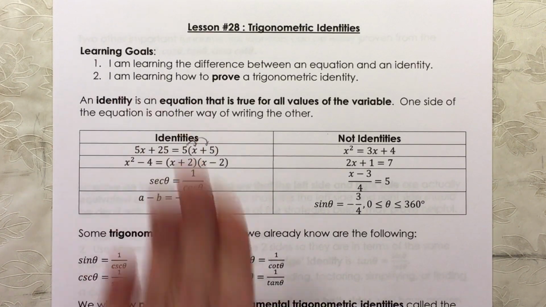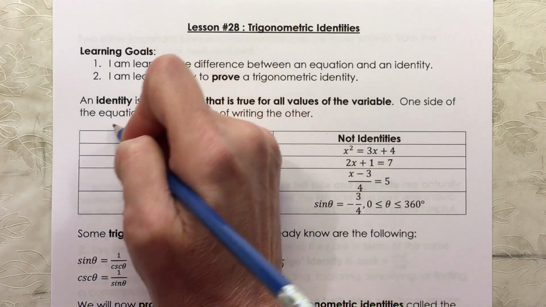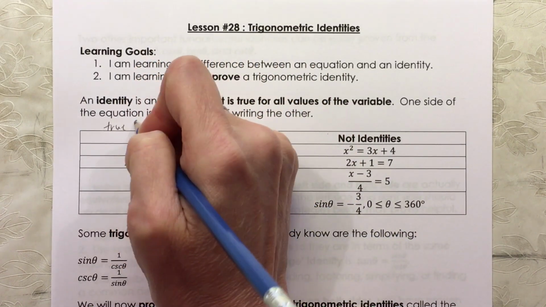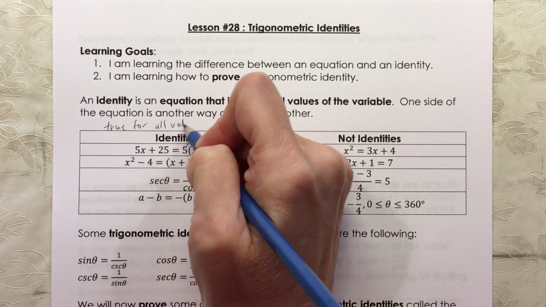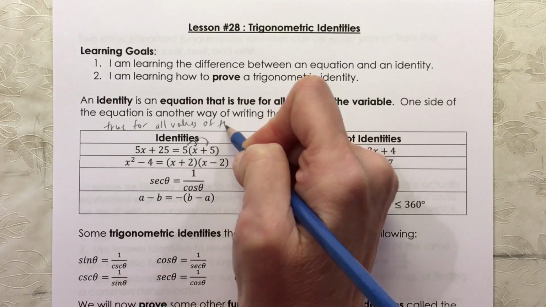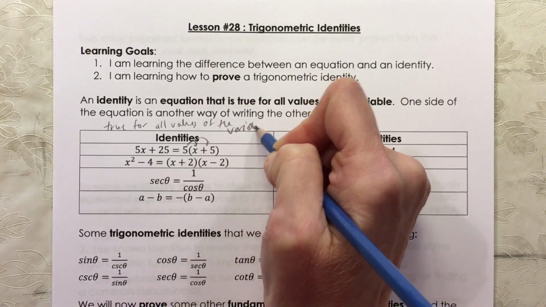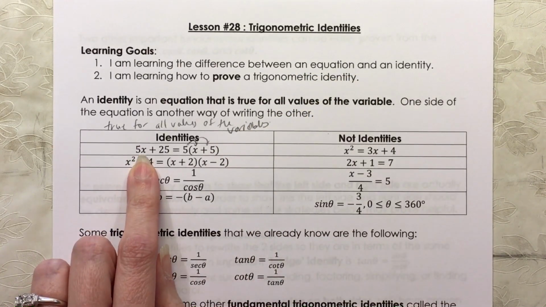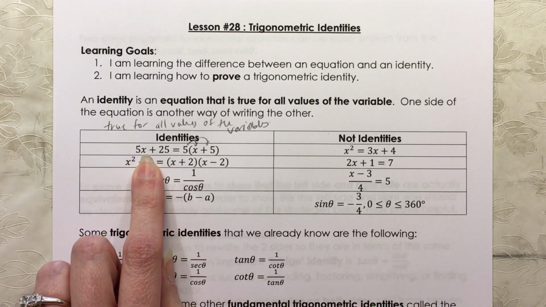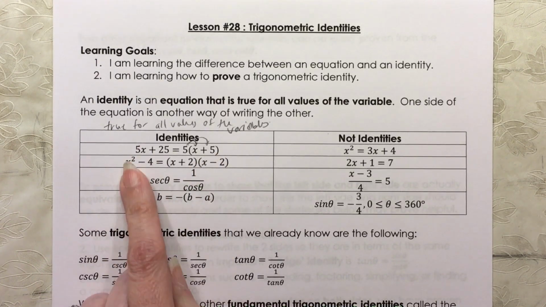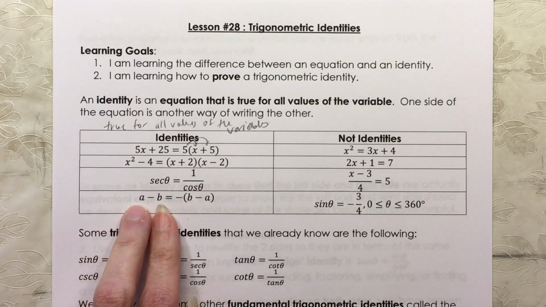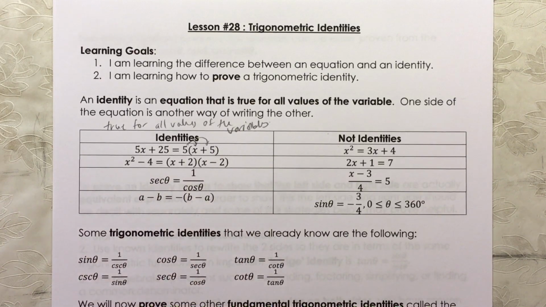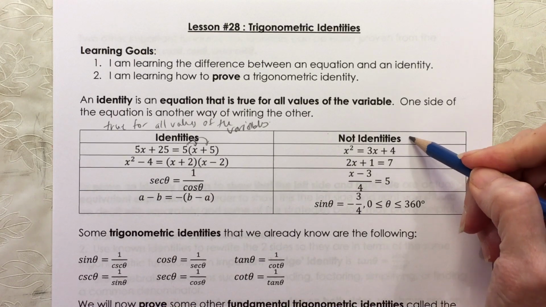The other thing that's true of identities is that they're true for all values of the variables. So it doesn't matter what x is in this case. Both sides are always going to be equal. Same with this one, it doesn't matter what theta is. And if you stick to a certain a and b, it would be the same on both sides for this as well. Whereas these are equations that aren't identities.